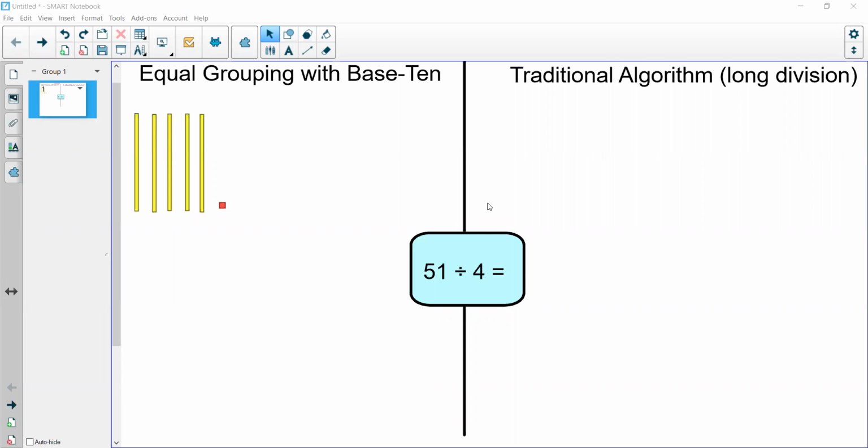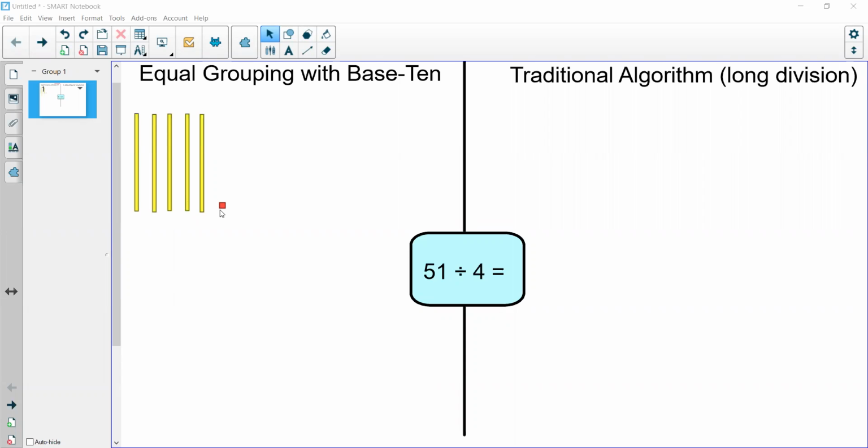I'm going to teach you how to do division with remainders using equal grouping and base 10 blocks. For the question 51 divided by 4, I'm taking a look at the total number that I have, which is 51. The first thing I do is I show 51 using base 10 blocks.